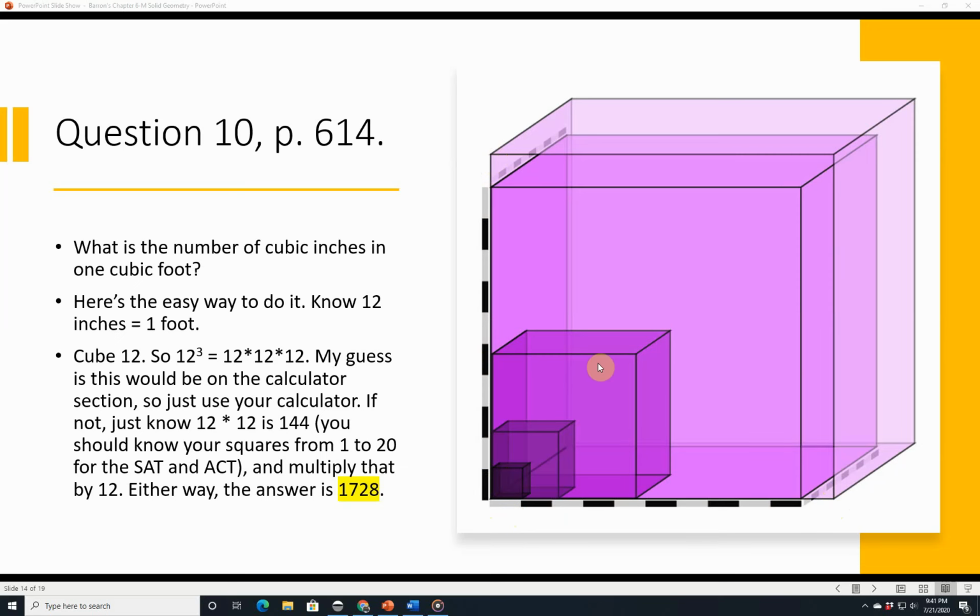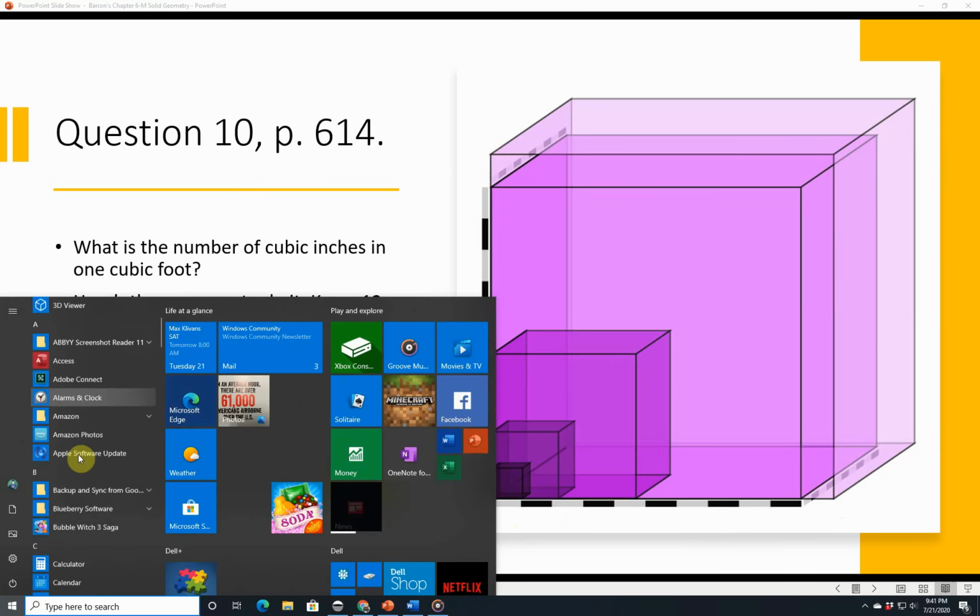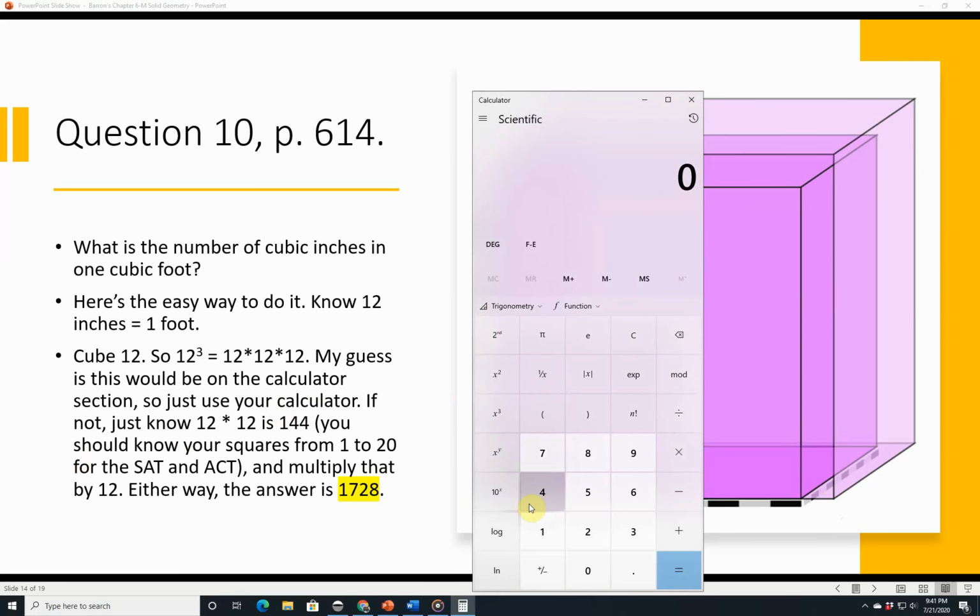So, 12 cubed is just 12 times 12 times 12. My guess is this would be on the calculator section, so you can use the calculator. It's pretty easy. You can just go 12 and then hit the cube button, and it's 1728. If you're feeling insecure, maybe you have a 4-function calculator, you can go 12 times 12 is 144, times 12, and you'll get 1728.